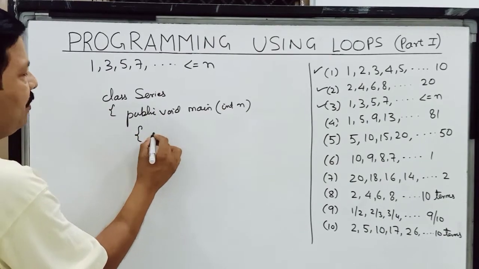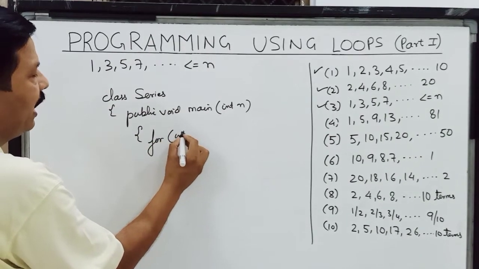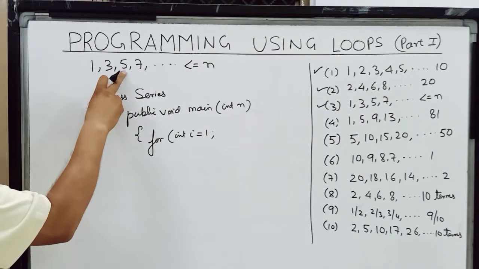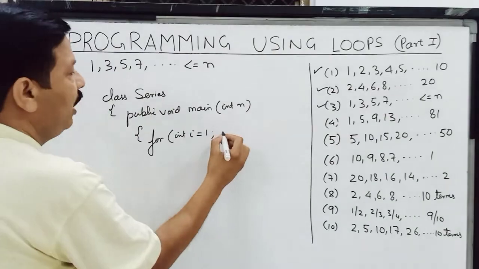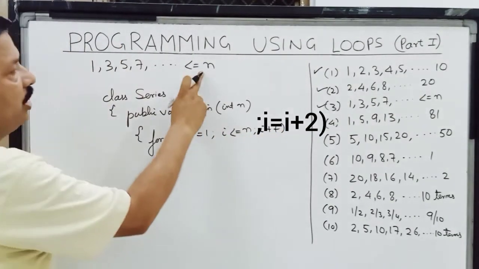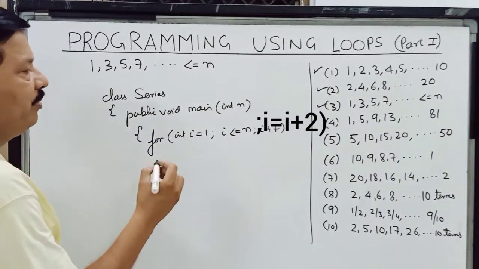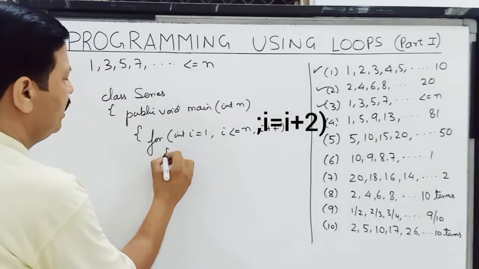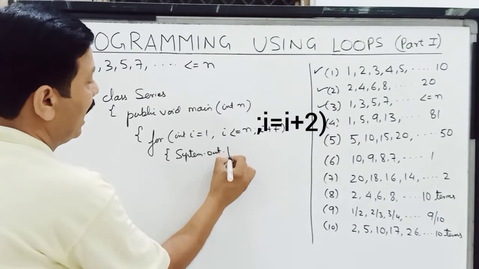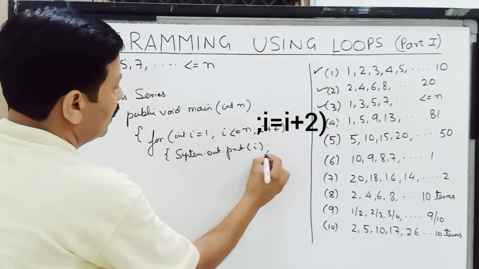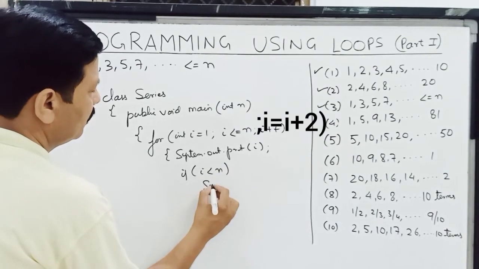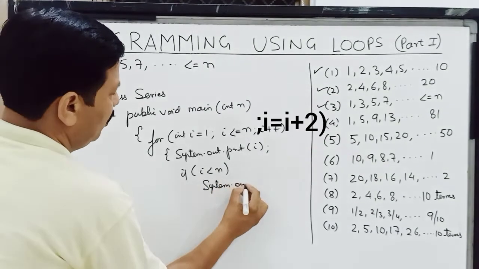And here again I am using my loop: for int I is equal to 1. I am going to start with 1 and then I have a difference of 2: 1, 3, 5, 7. So I will say I less than or equal to n. This is the test expression, till the value of I becomes equal to n or less than n. And I am printing I. For a comma, I can print it if I is less than n. So I will print a comma.